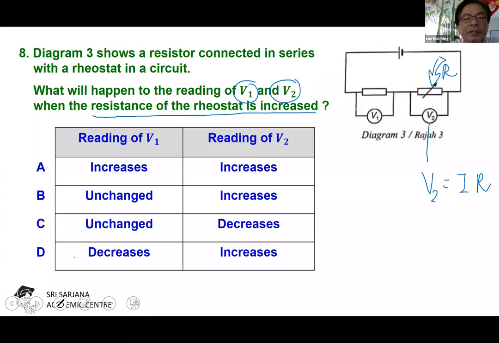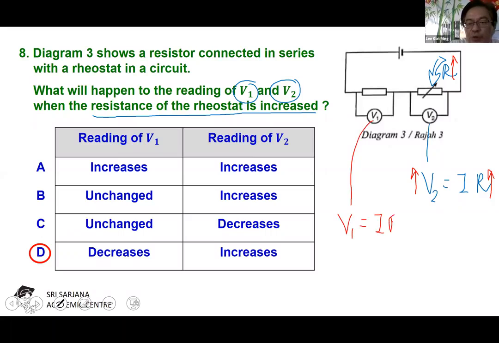If I increase the resistance of the rheostat, how do I know this is a rheostat? Because you got an arrow there. So when the resistance increases, it will make you have a bigger V2. So your V2 must increase. If V2 increases, then what do you think V1 will be? When one goes up, the other one goes down. This V1 must go down.